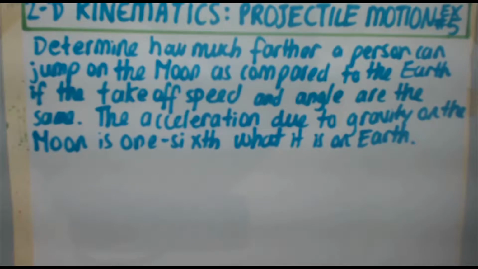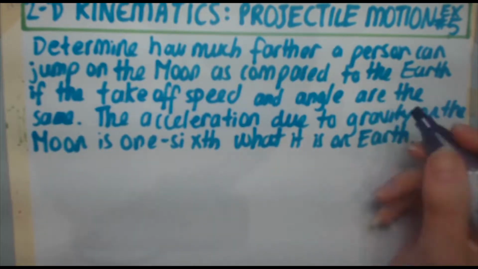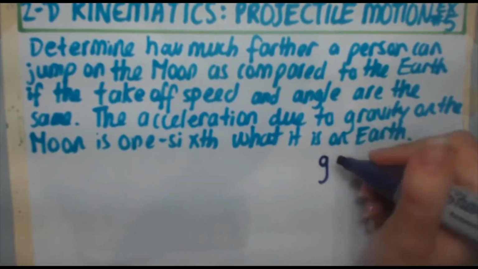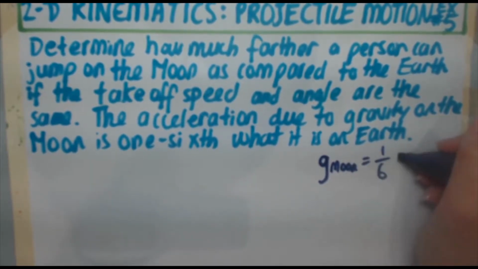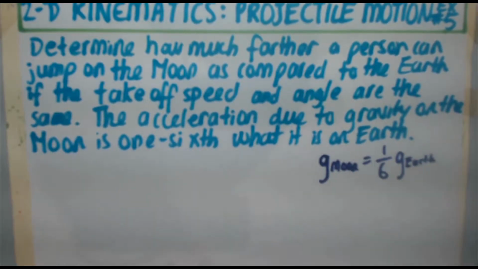Determine how much farther a person can jump on the moon as compared to the Earth if the takeoff speed and angle are the same. The acceleration due to gravity on the moon is 1/6 what it is on Earth. Okay, so already we're given something in the problem. We're told that g on the moon is equal to 1/6 the g on Earth. We don't have to put numbers there. We're going to be fully working with ratios here. Now, determine how much farther a person can jump.